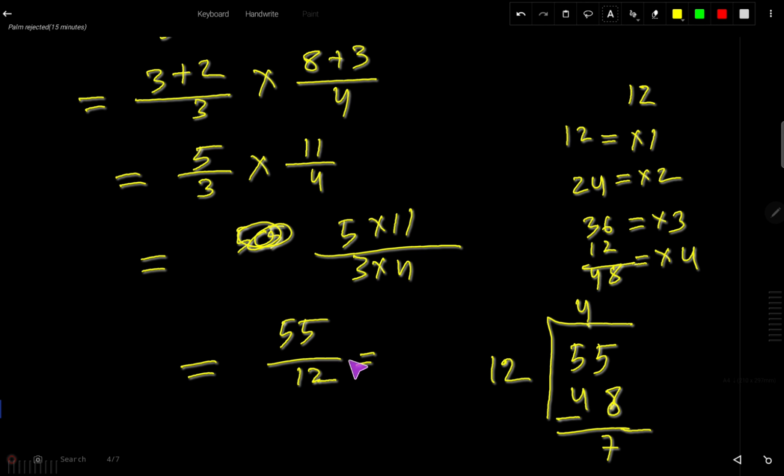So we can express this improper fraction as a mixed number like this. We have to take the quotient or whole number, then take the remainder 7, then take the divisor, that is the same denominator, right? So this is the mixed number. Thus you can multiply mixed numbers.